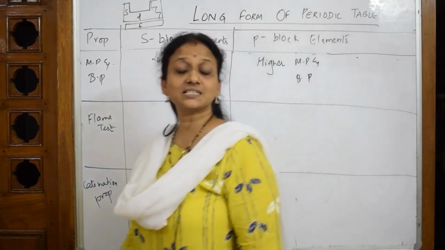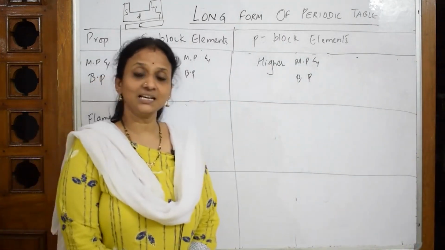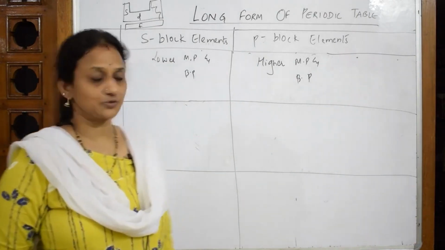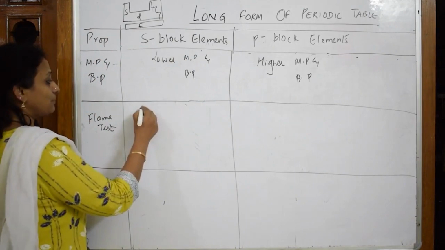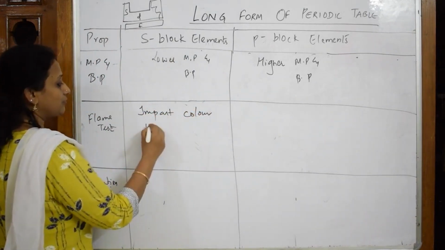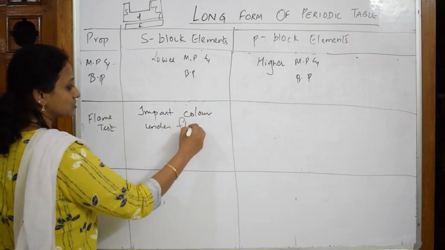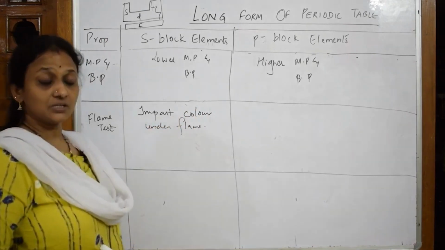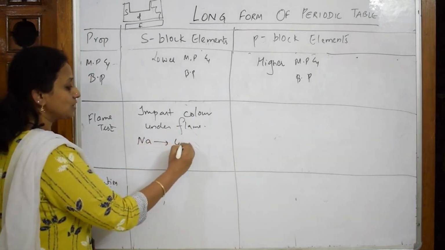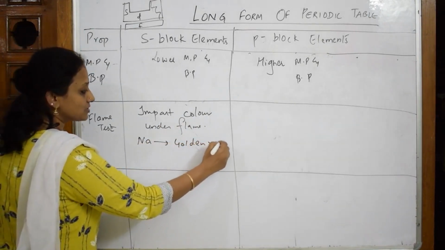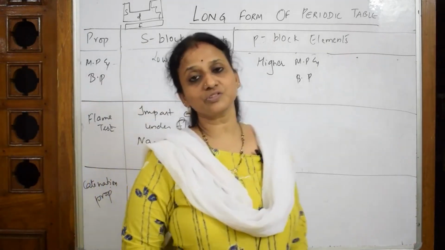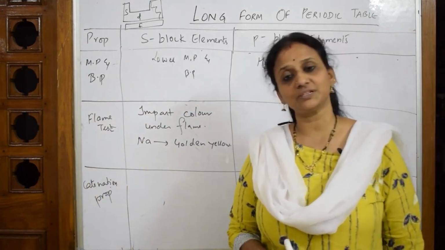Now let's come back to the flame test. In salt analysis, we do all the dry heating tests, and after that we do the flame test. Whenever we speak about the flame test, because of the excitation of electrons, S block elements impart color under flame. Hope you have done this salt analysis already. Suppose I take sodium, what is its color under flame? It is golden yellow. It imparts color because of the excitation of electrons from the ground state to the excited state, and the property of fluorescence.